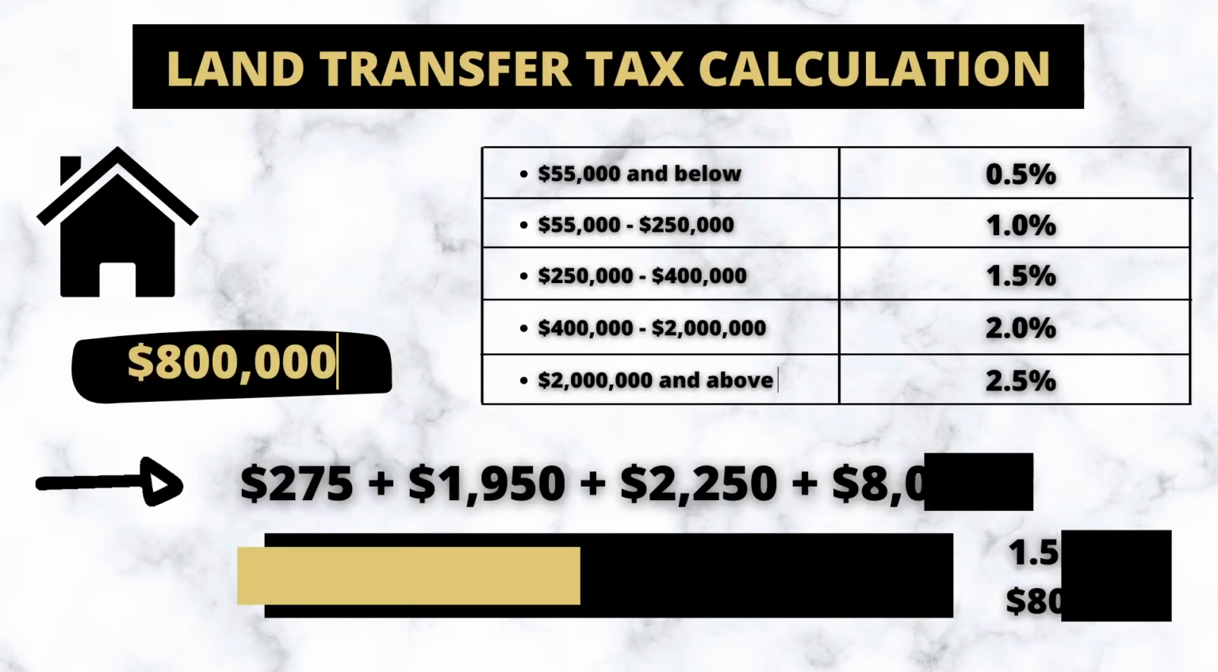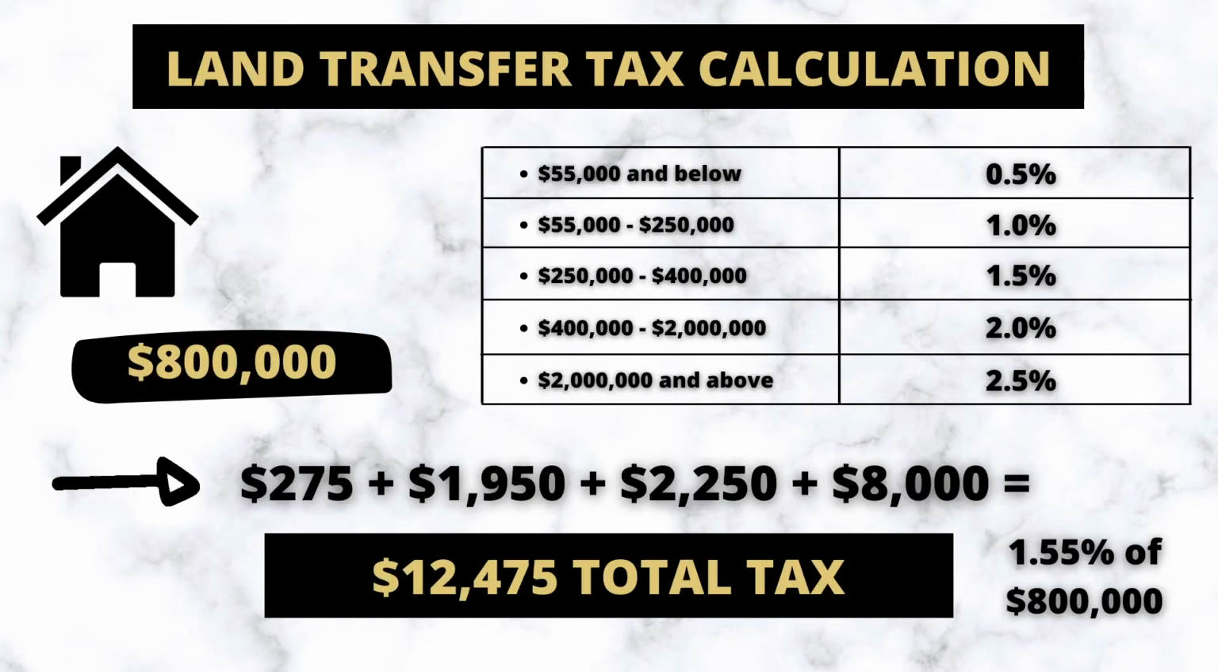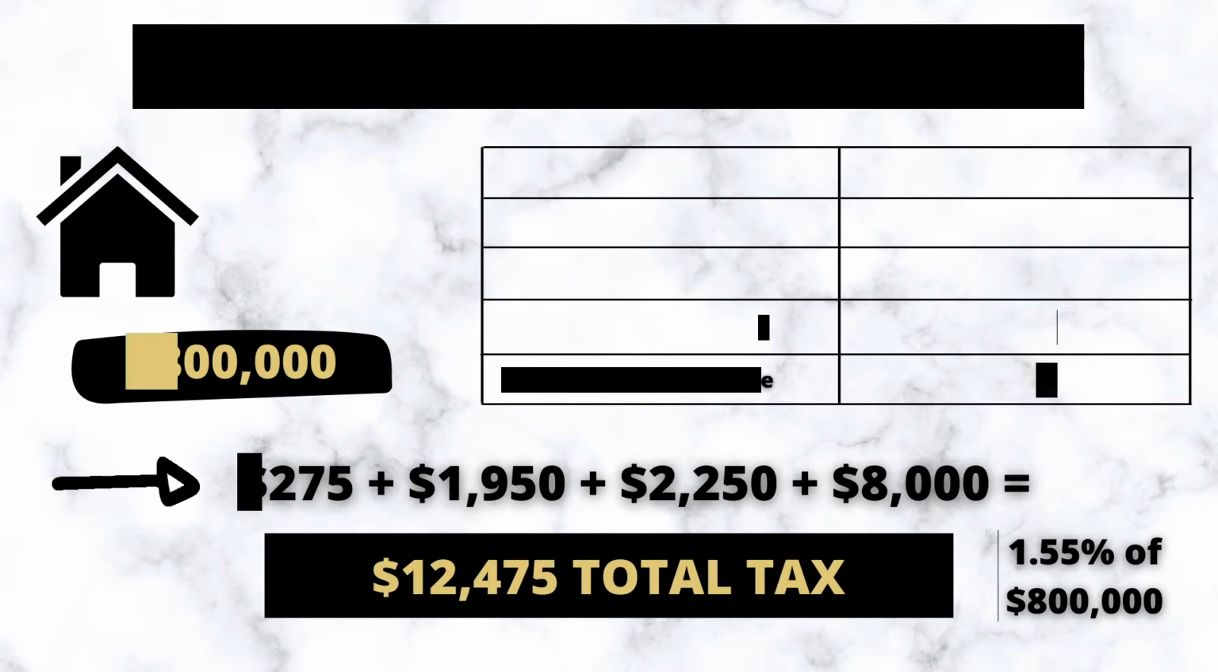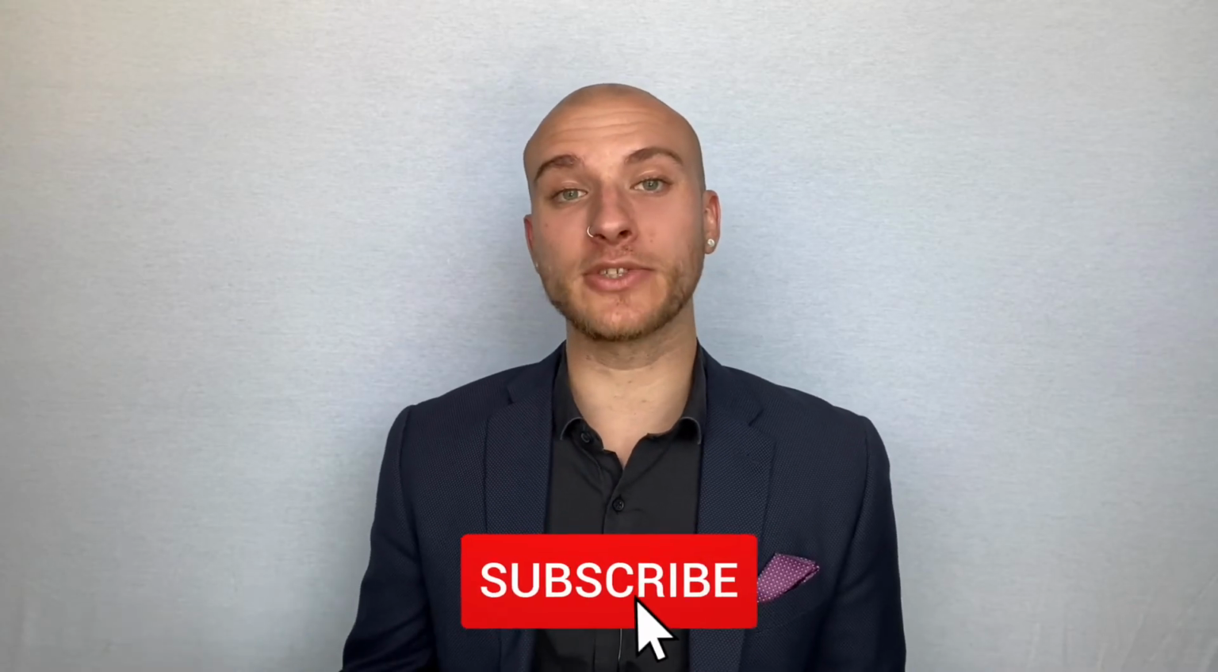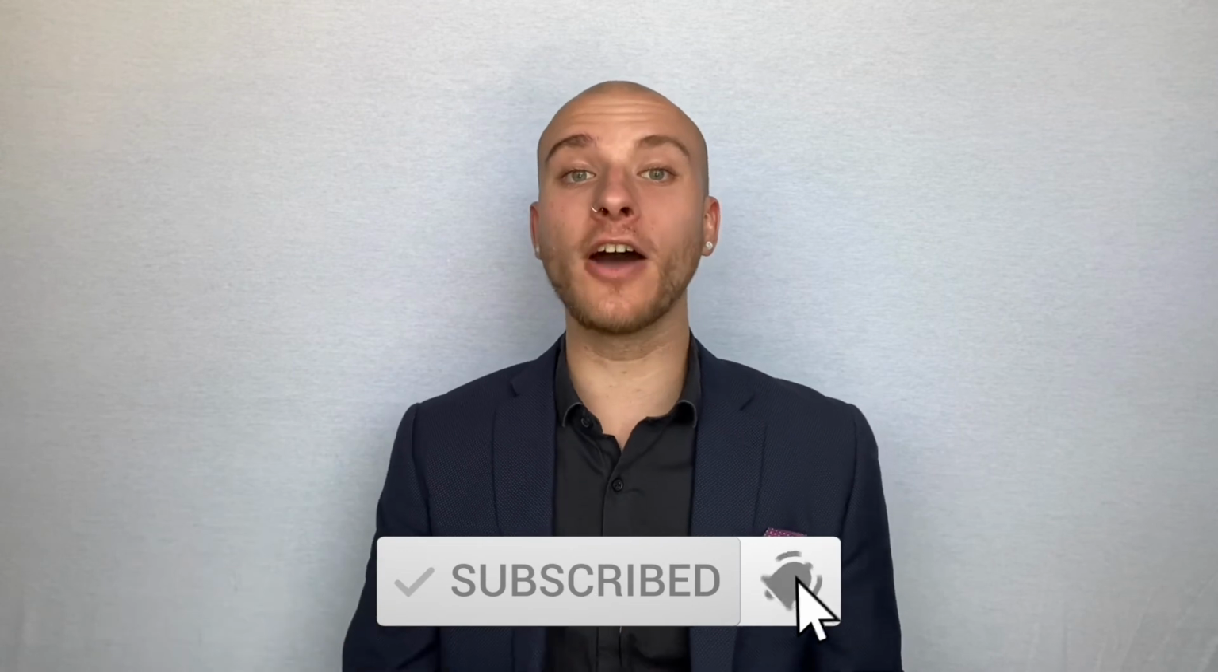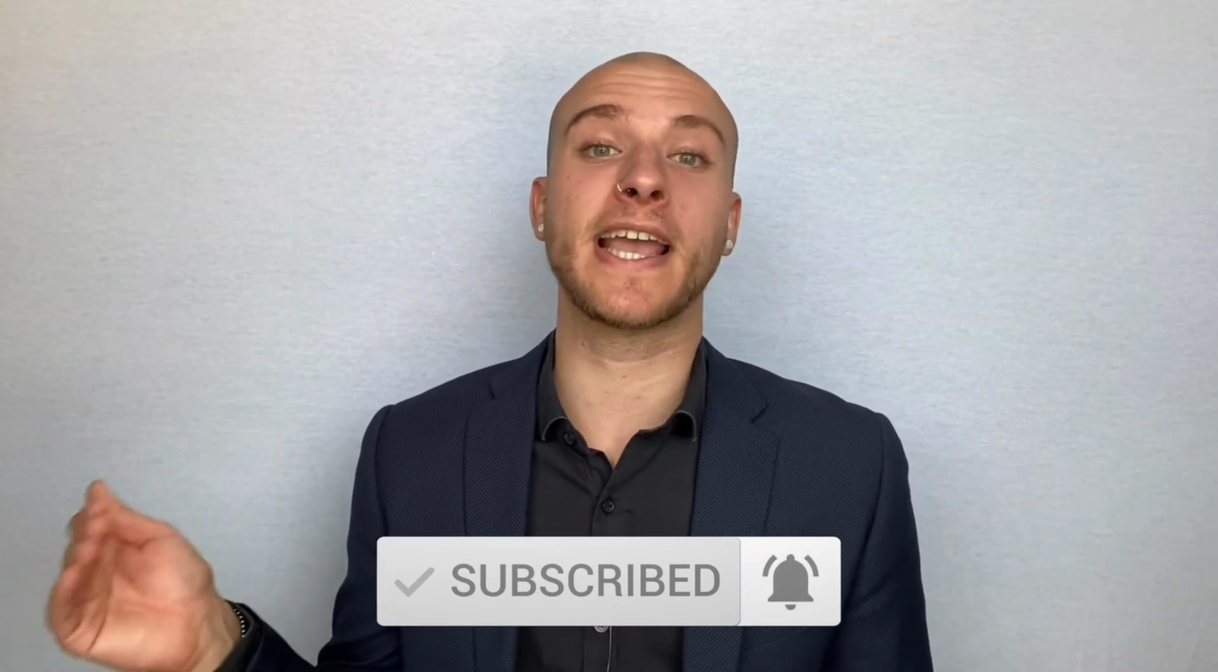Now we're going to add up all four values we just calculated to get a total tax amount of $12,475. That is going to be your land transfer tax for an 800K home. If you do the math, this actually equals out to 1.55% of the property value. So it's not 2%, it's actually less.